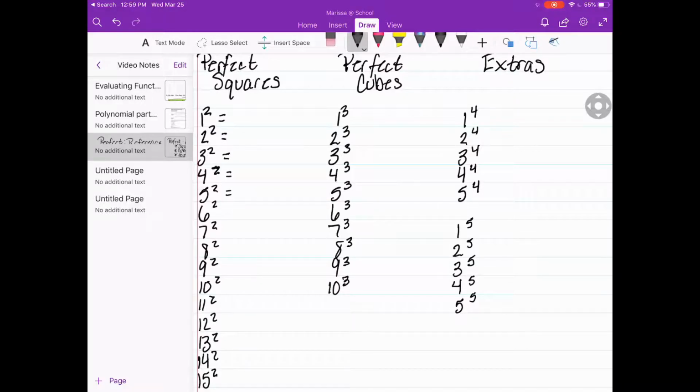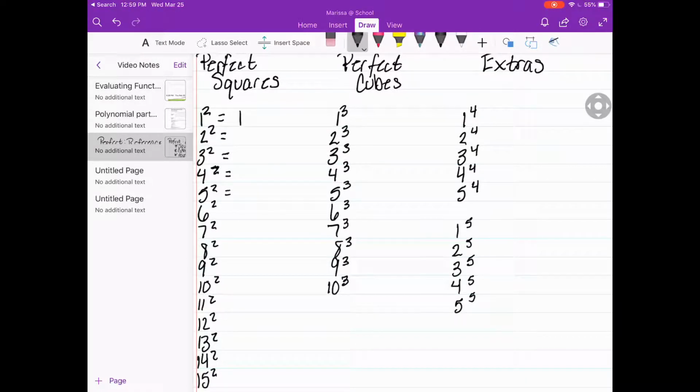So 1 to the second power means I'm doing 1 times 1. So 1 times 1 is 1. 2 to the second power means I'm doing 2 times 2. So 2 times 2 is 4. 3 times 3 is 9, so on and so forth. So you're going to go ahead and fill in the rest of the perfect squares column.